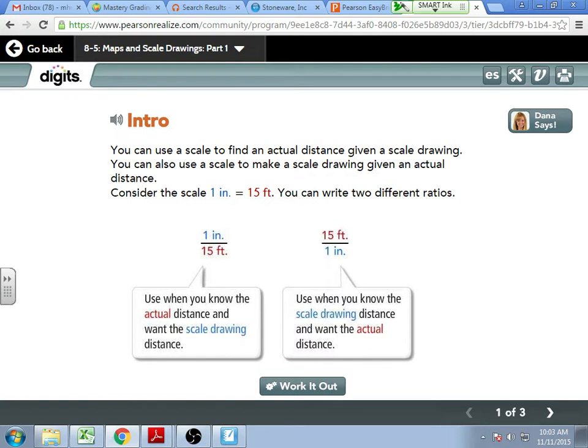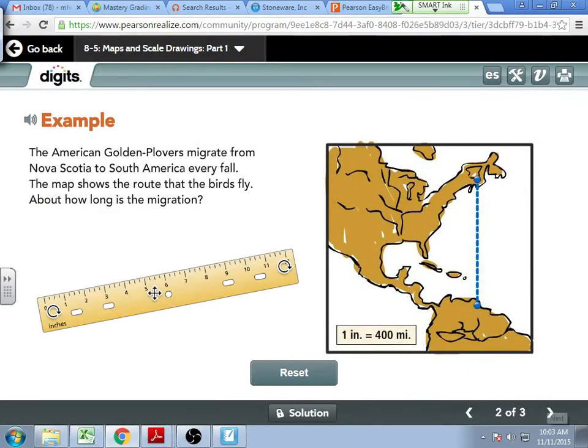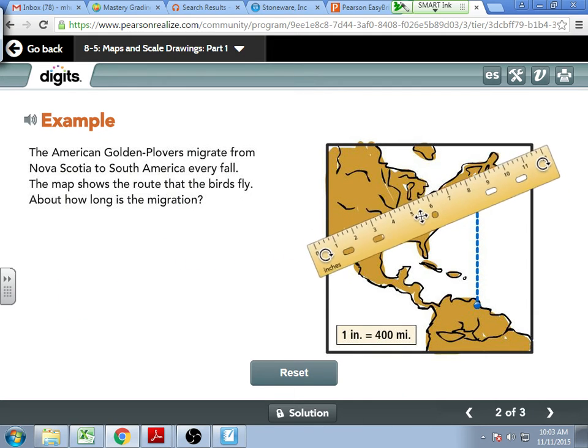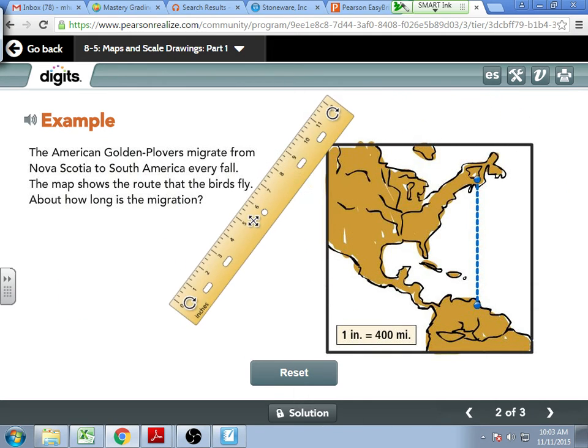So this is how we set it up. We either put inches over feet or feet over inches. We can use either of them interchangeably. So when we have this, what's it say? The American golden plovers migrated from Nova Scotia to South America every fall. So I think those are birds. It's in Canada. Yeah, so this is the U.S., so we are approximately here. Maybe a little bit more south than that. But this is just a really crude map of the U.S.